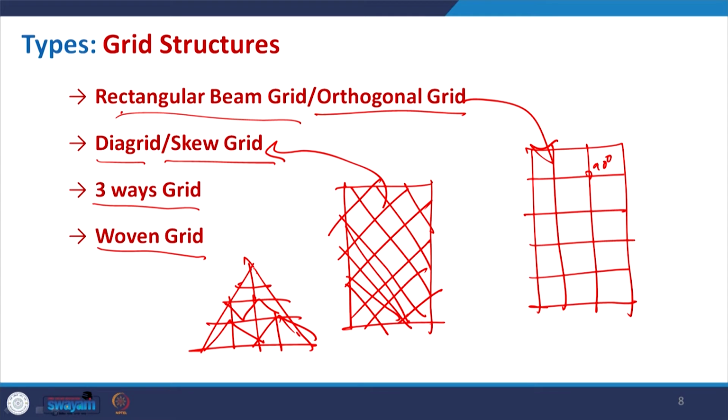And oven grid is something that comes from weaving. So, you have some kind of interlacing between the members. In this case, if I try to draw it, it is something like this. So, they are interlocking each other.